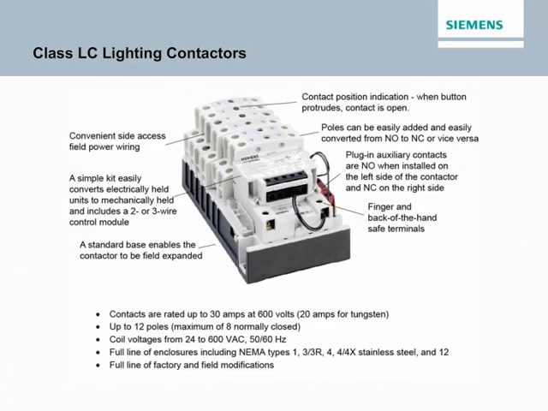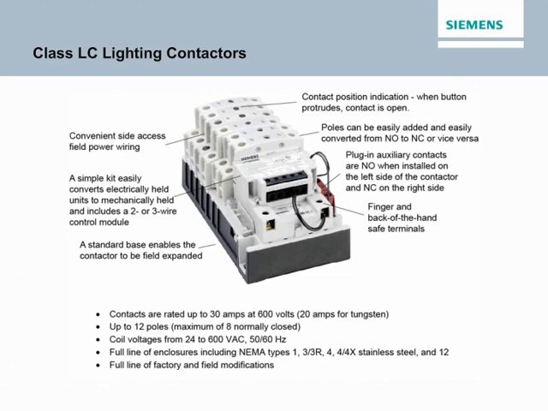Siemens Class LC lighting contactors can be ordered as either electrically held or mechanically held and can be converted from electrically held to mechanically held. Mechanically held contactors, as the name implies, have contacts that once closed remain closed until opened by the contactor, even if a power outage occurs. This means that the associated load will be automatically restarted when power resumes following an outage.